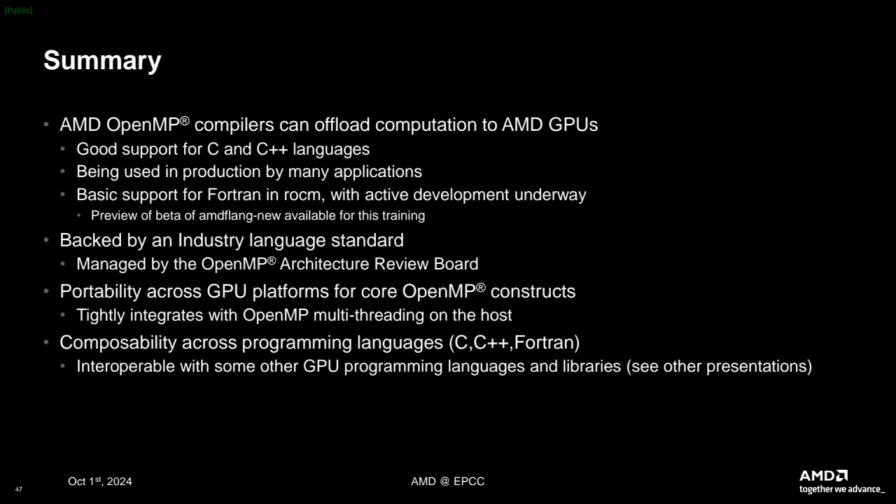So OpenMP is backed by an industry standard, so it's something which is portable across different compilers and architectures. And you can seamlessly integrate it with multi-threading on the host. And I already mentioned it, you can use different languages, you can also mix it in different codes, or in the same code, and it's interoperable with, for example, HIP and libraries using HIP, but this will also be the focus of other presentations.